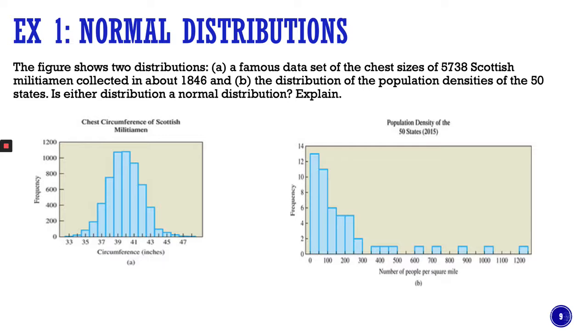Example 1. The figure shows two distributions: a famous data set of the chest sizes of 5,738 Scottish militiamen collected in about 1846, and the distribution of the population densities of the 50 states. Is either distribution a normal distribution? And let's talk about that. So here, this has the bell-shaped curve. If we drew a bell shape on it, we can see that normal distribution, but this does not.